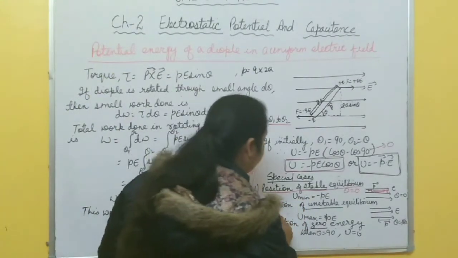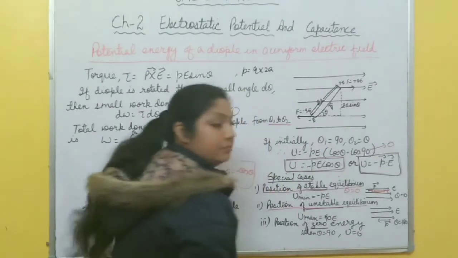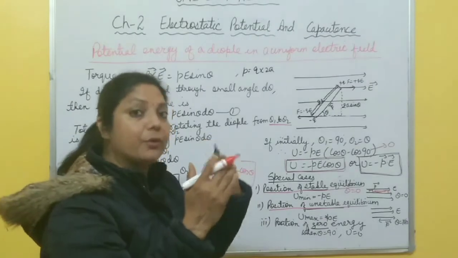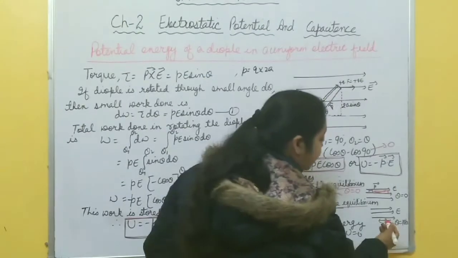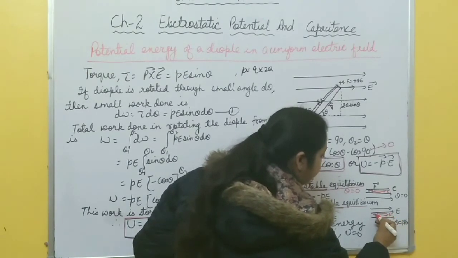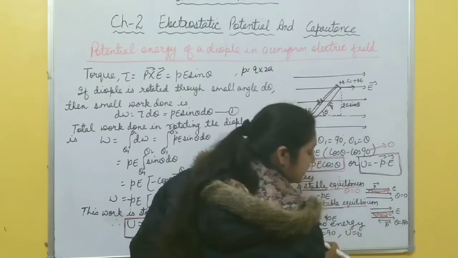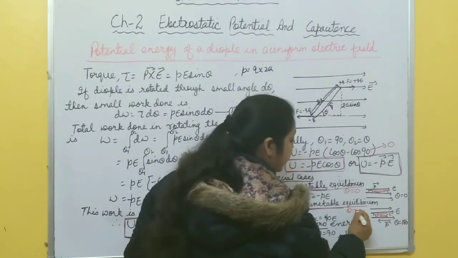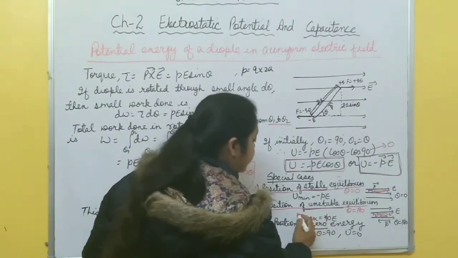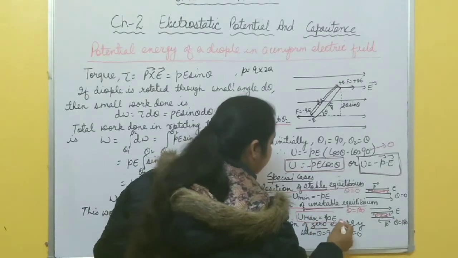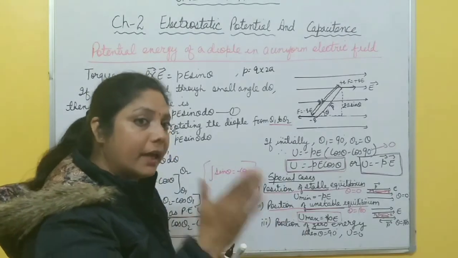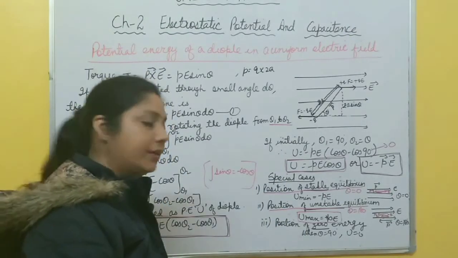Next is the position of unstable equilibrium, meaning maximum potential energy. It is the case when the electric field and dipole moment are in opposite directions, anti-parallel to each other. The electric field is in this direction, and suppose the dipole is placed like this, minus q this side and plus q this side. So the dipole moment is in the opposite direction. Theta here is 180 degrees, and you know cos 180 is minus 1, so U maximum becomes plus PE. This is the position of unstable equilibrium, when the electric field and dipole are anti-parallel to each other, right?